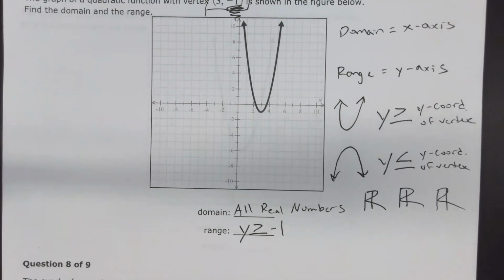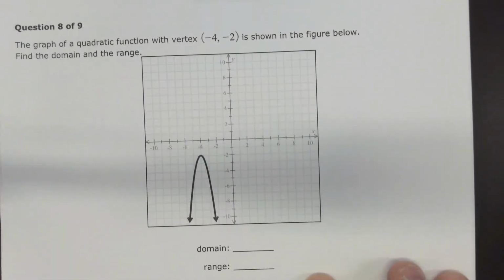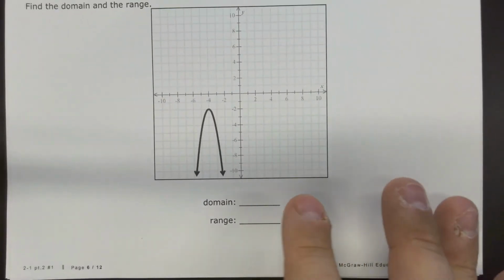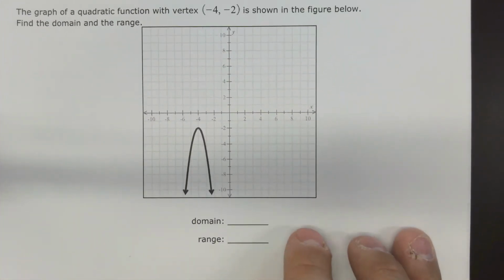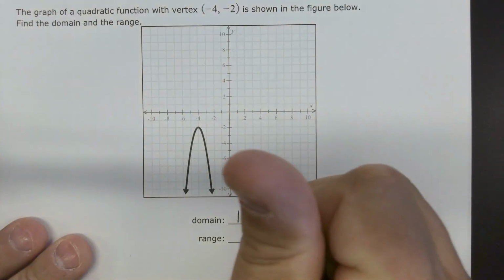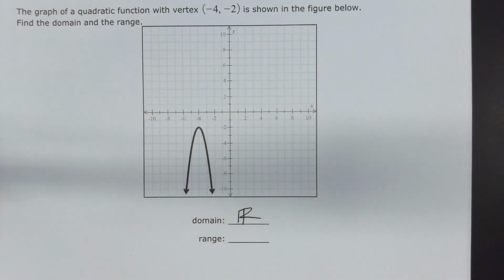Okay, let's look at another. Look at this one. Trick question. Daniel, what is the domain? The domain is always the same. So if the domain above was all real numbers, what would be the domain of this one? All real numbers.